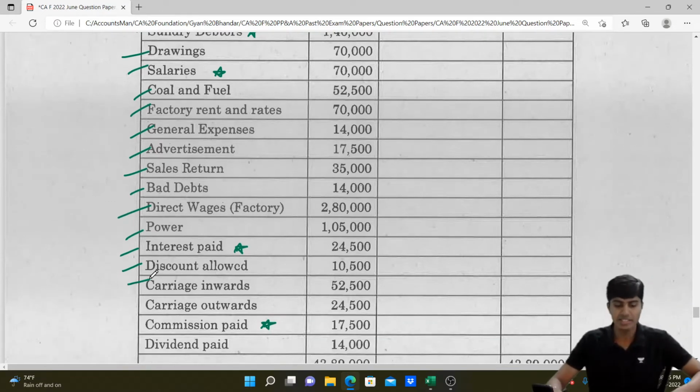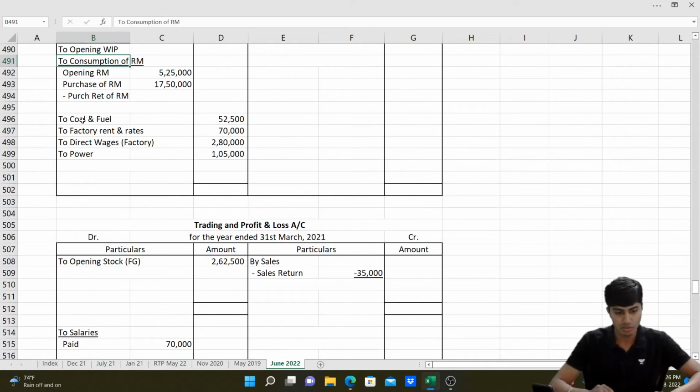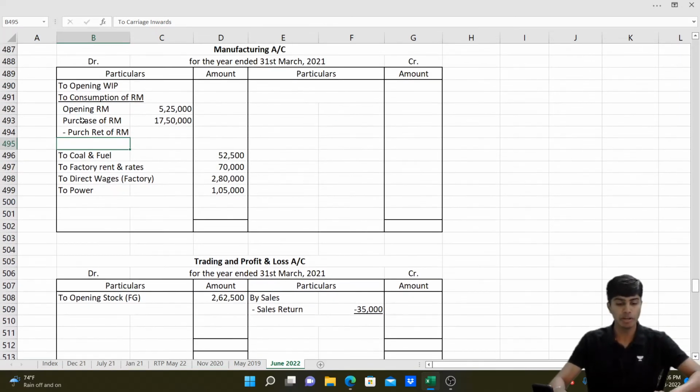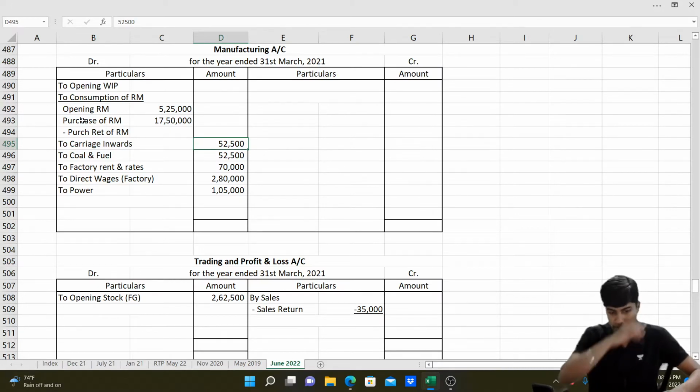Carriage inwards is direct expense. Carriage outwards is indirect expense. Carriage inwards 52,500. I'll write it in my manufacturing account. Let me write in manufacturing account here. Sir, can this be an expense in our trading account? Yes, it can be. But because we're preparing manufacturing, I'm assuming that this expenditure is in manufacturing account. Carriage inwards, how much is it? It comes to 52,500. I will write it here.